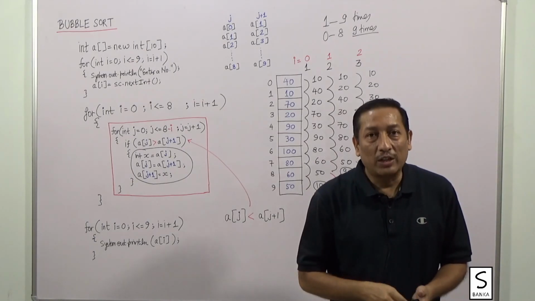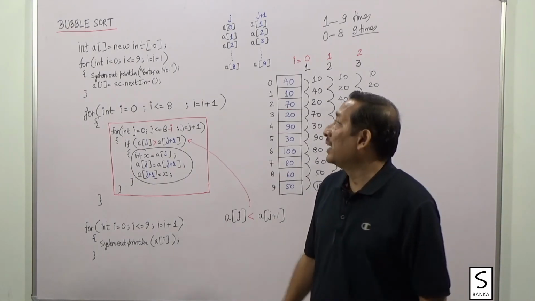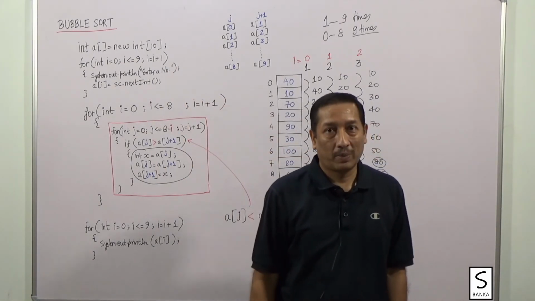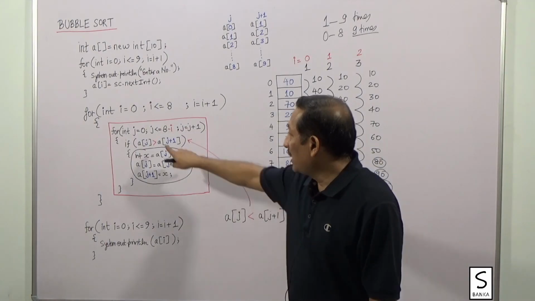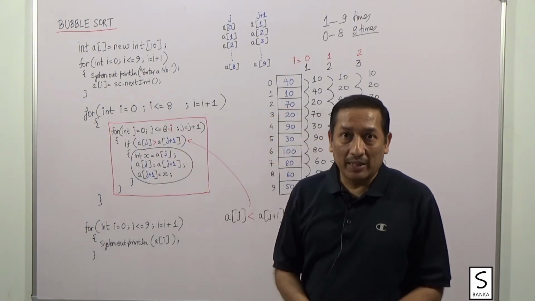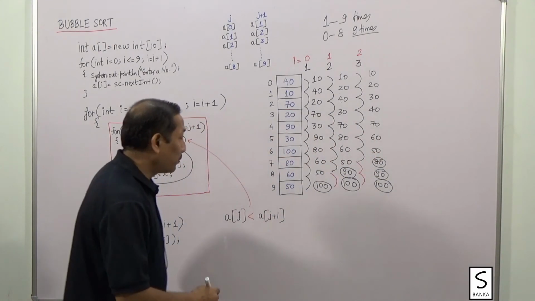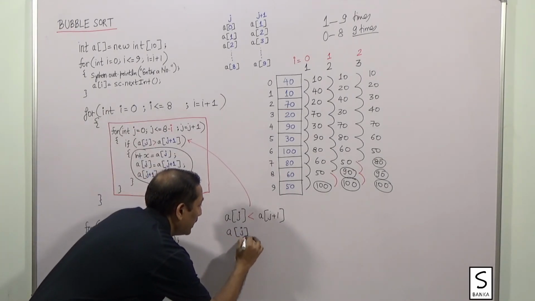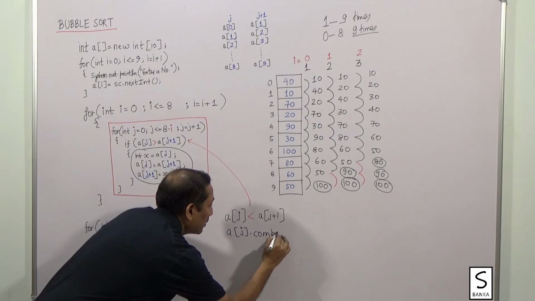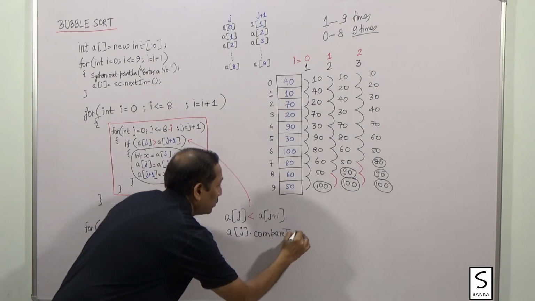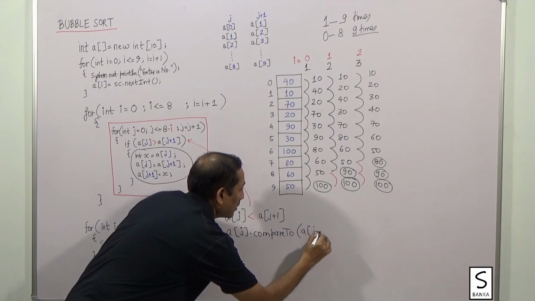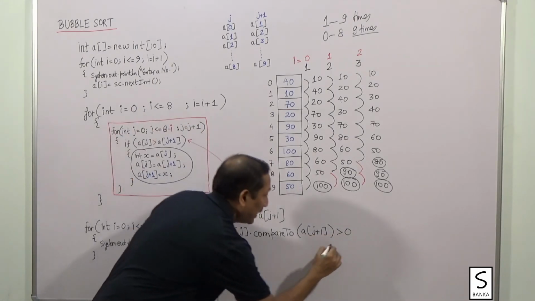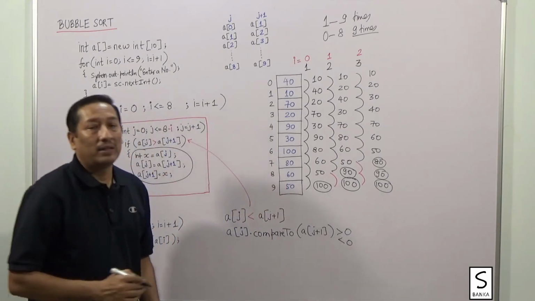The other change that you will need to consider is, what if the data type of the array is not int or a number, it is a string. Now we know that a string cannot be compared with greater than in Java. So instead we will have to use compareTo, and for that the syntax will be Aj dot compareTo Aj plus 1 greater than 0 for ascending order and less than 0 for descending order.